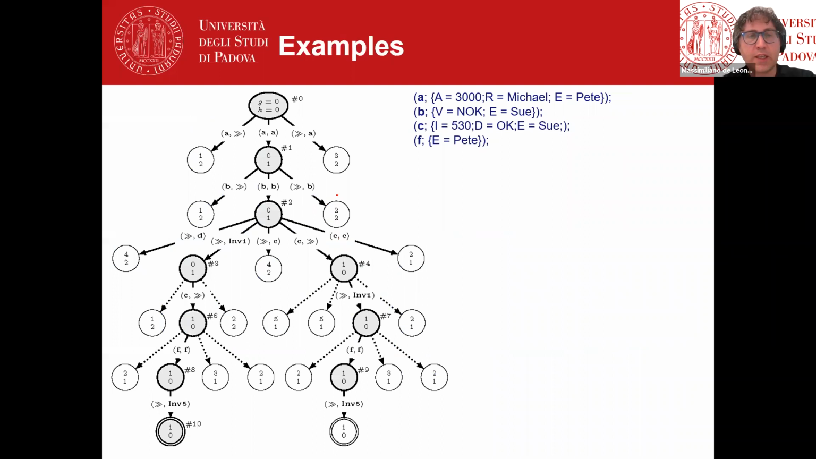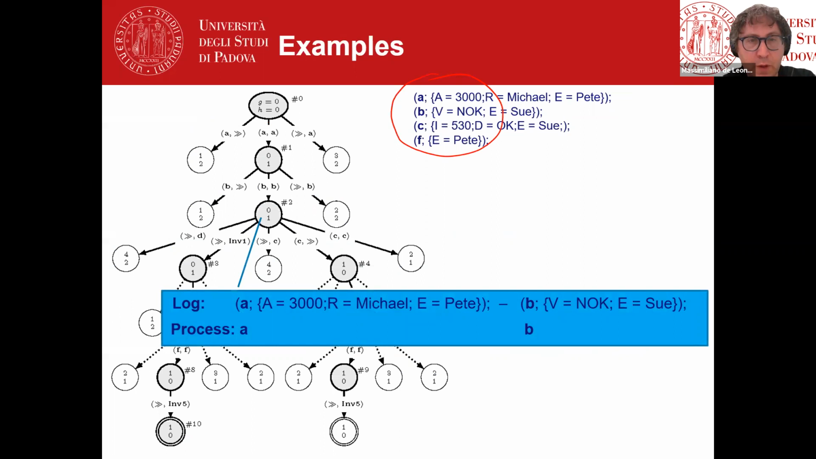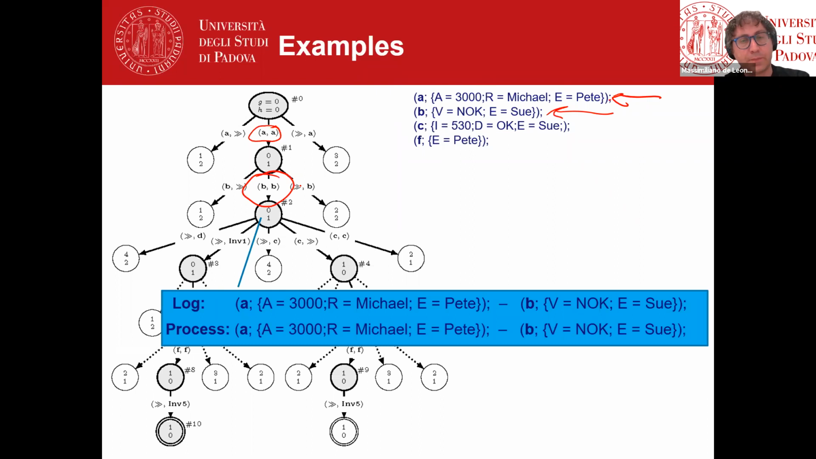So this is the search space for finding the optimal alignment. Each state corresponds to a prefix of an alignment. For example, if I pick this node, it corresponds to the alignment in which I do a synchronous move on A, so the model fires A and I consume the first event in my log. And then I do the second synchronous move, B and B. This way I obtain this prefix of alignment, and I can find a partial optimal alignment, and I go on exploring the different states until I find the optimal solution.